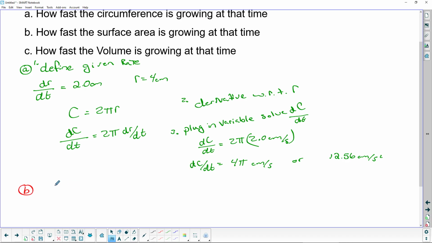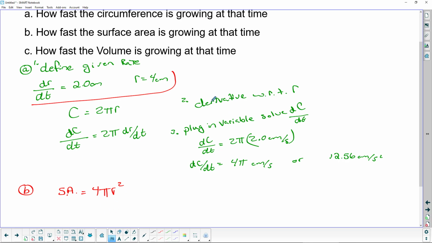The surface area formula for a sphere, we'll write that out. Surface area equals 4 pi r squared. So this is a little bit more challenging. We still have the same facts here, right?